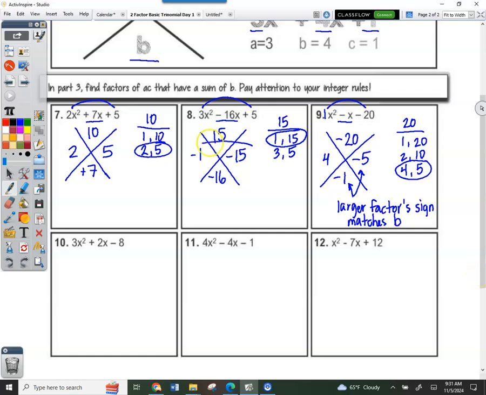So like right here, look, these were our 2 numbers. The larger factor was 15. Notice the 16 was negative. The 15 is going to be negative as well. So now the 1 ended up being negative 2.